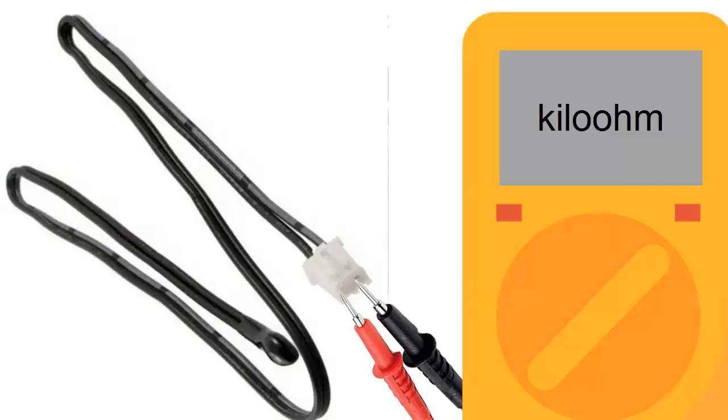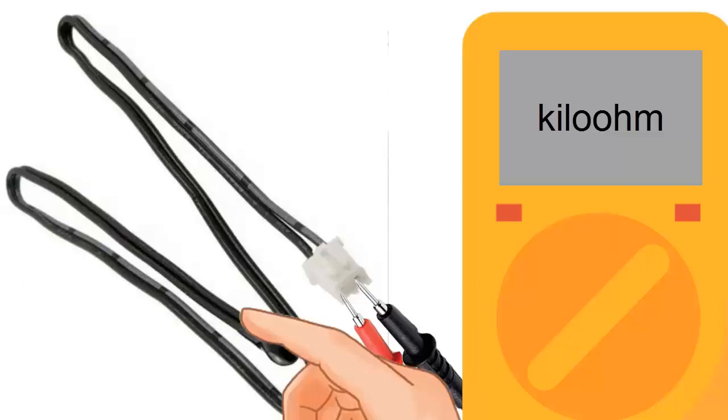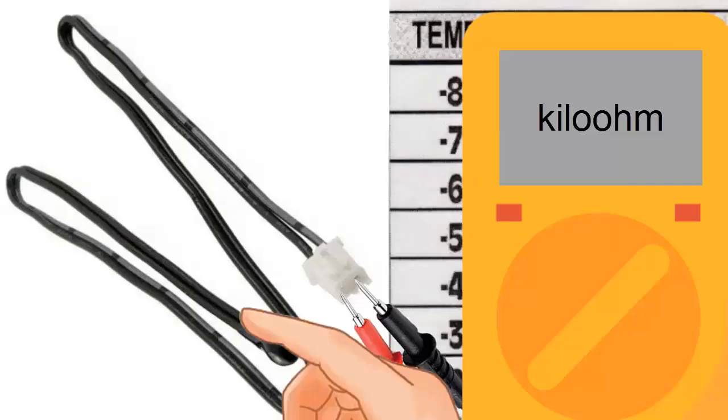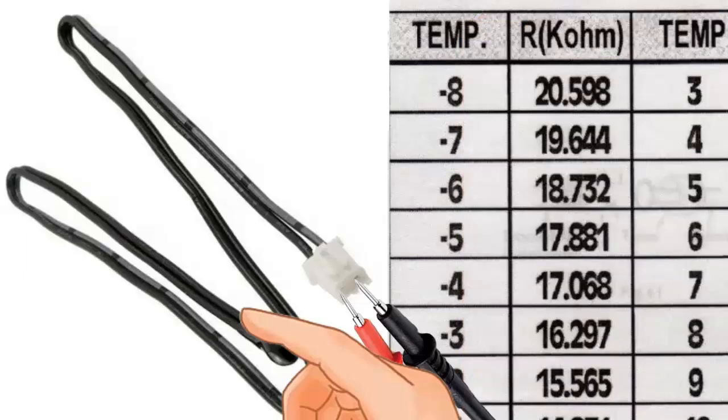B. The resistance value should never be 0 or infinite, and when you rub the sensor with your hand, the multimeter reading should decrease. C. If you have the sensor's resistance versus temperature chart, check if the multimeter reading matches the chart.